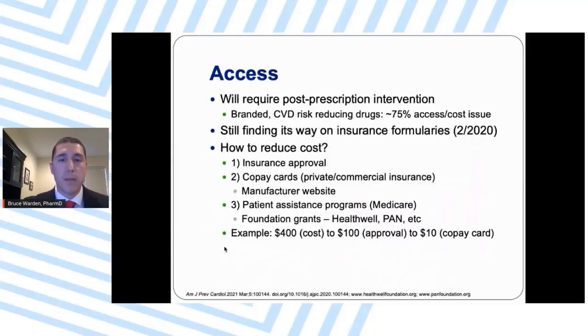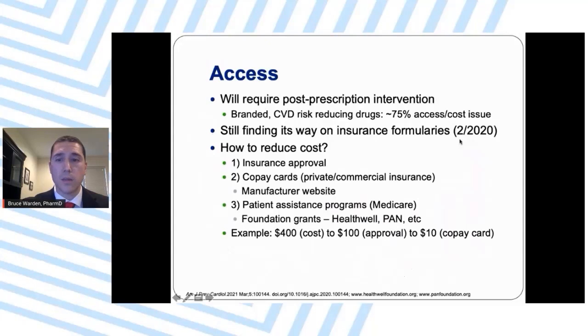So our group published a paper here just recently that looked at access to these branded cardiovascular risk-reducing medications. And we found that 3/4 of the patients after prescribing will require some post-prescription intervention, which we defined as needing an authorization, an insurance appeal, or some cost-saving measure like a copay card or patient assistance program. And the same is true for bempedoic acid.